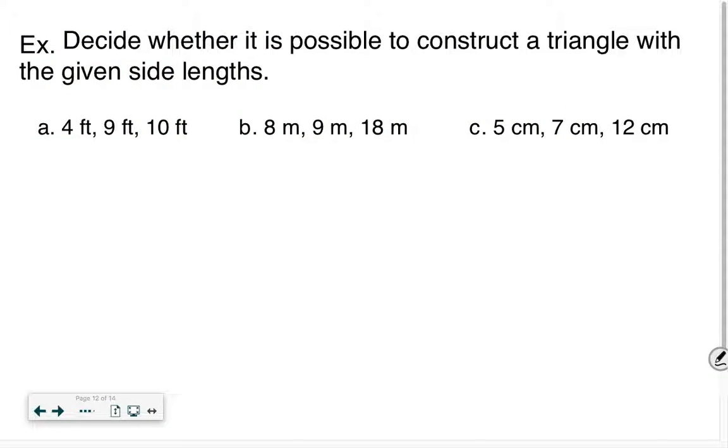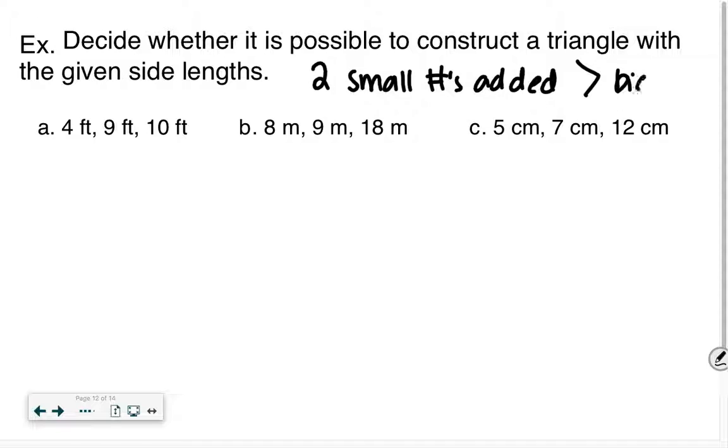So first example problem, we have 3 side lengths, 4, 9, and 10. We want to see if they enclose and make a triangle. Well, our rule is you're going to check the two smaller numbers added together and make sure it's strictly greater than the biggest number. Not equal to, strictly greater. So, Derek, what are the two smaller side lengths in A? 4 and 9. I want to make sure that 4 plus 9 is greater than 10 because the directions say decide whether it's possible to construct a triangle.